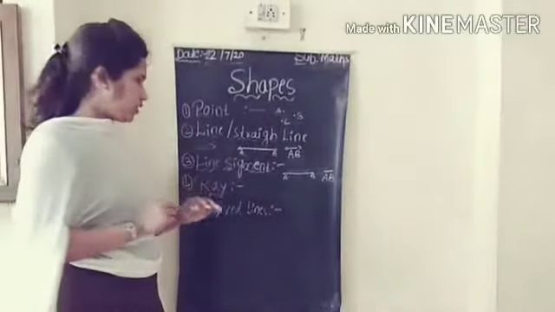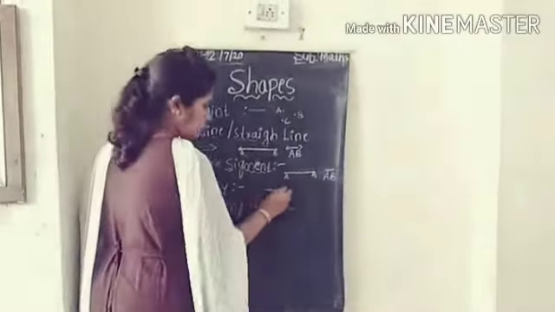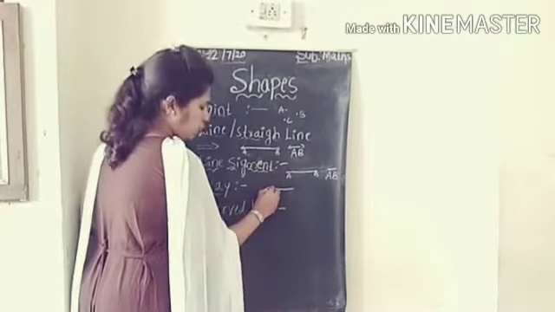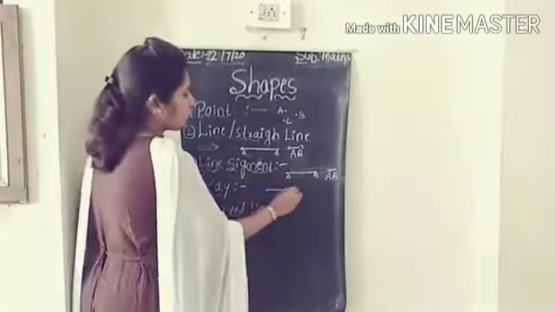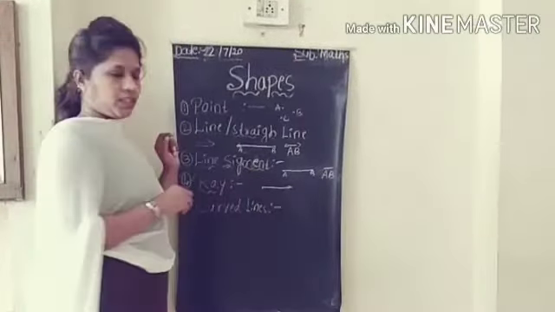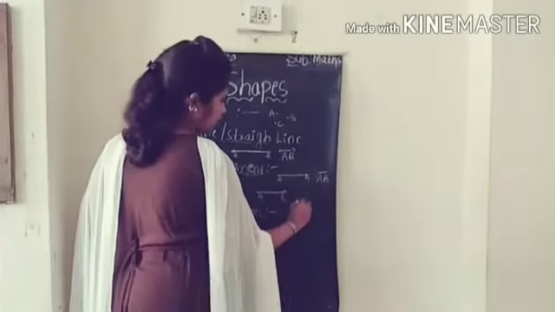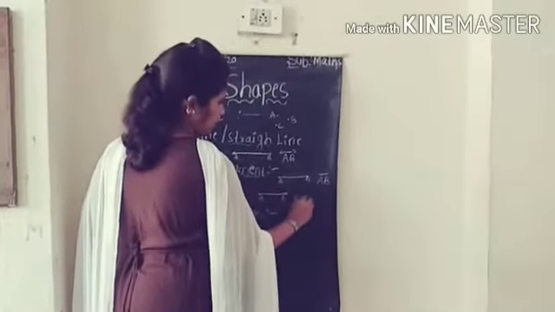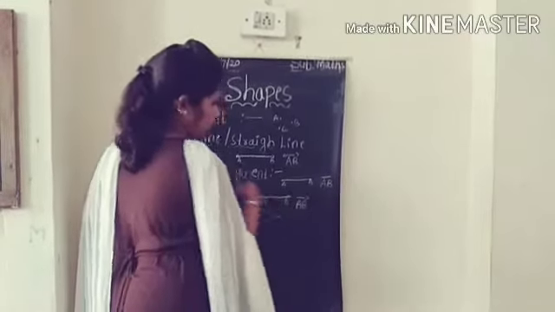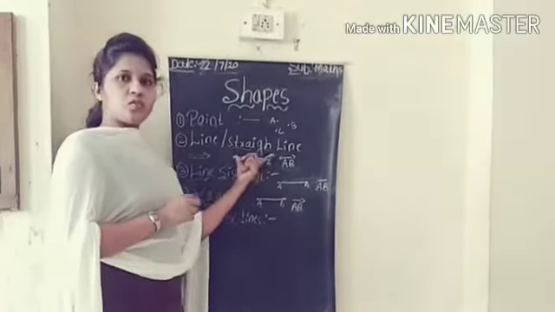Ray. What is a ray? A ray is also part of a line. It has a starting point but no end point. It extends only on one side. We name A, B. We write it as ray AB. Understood?